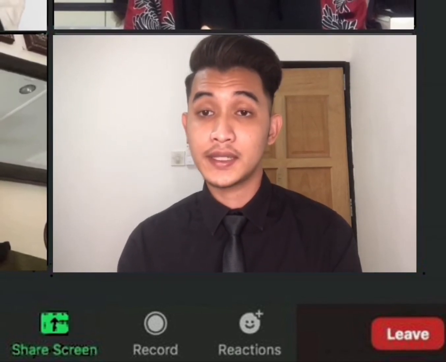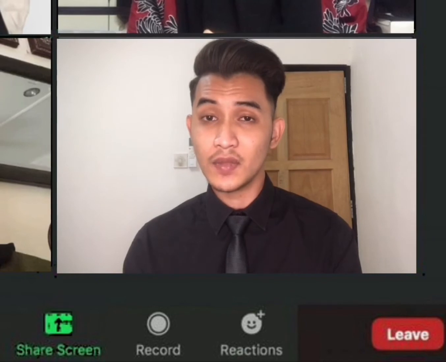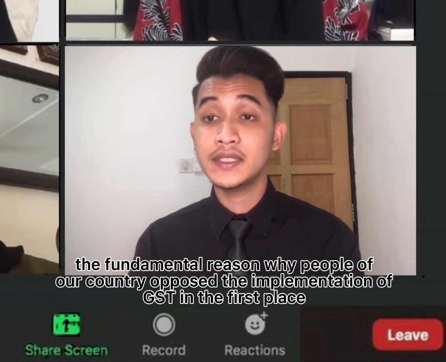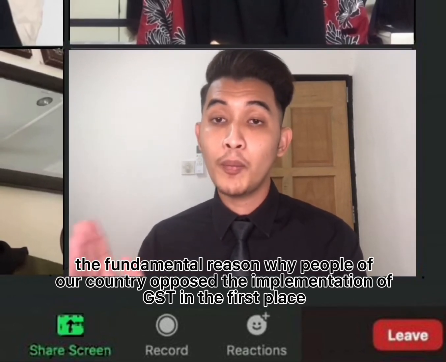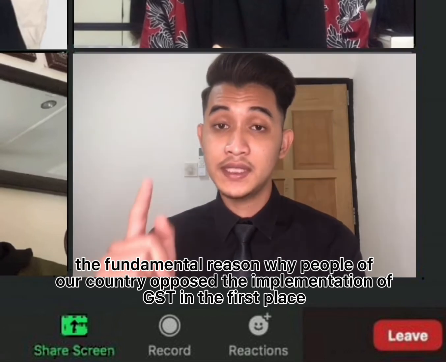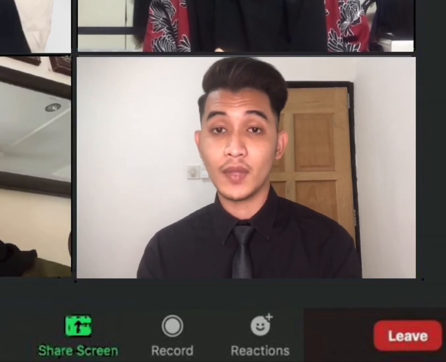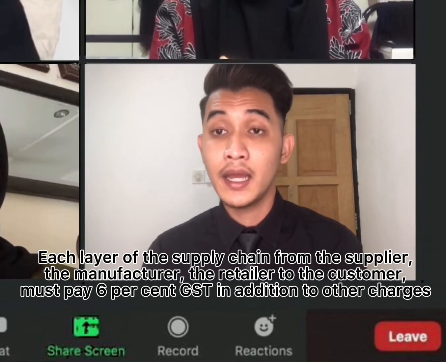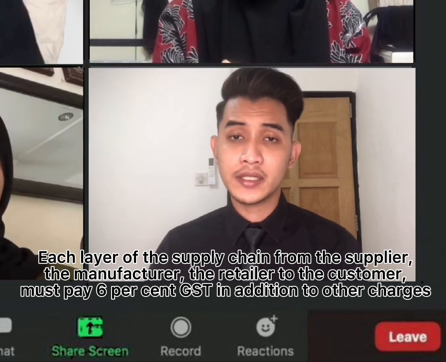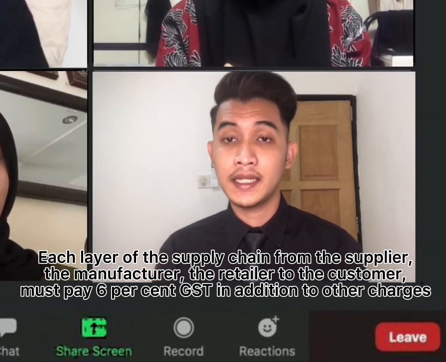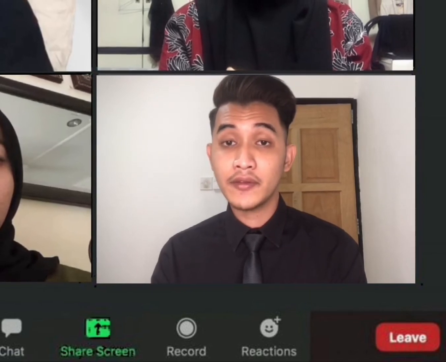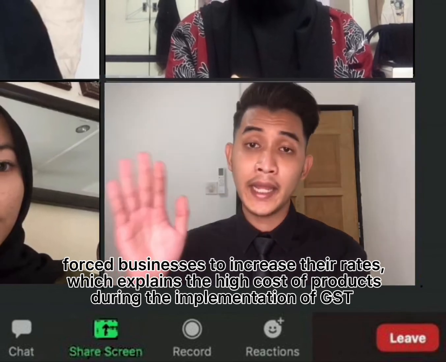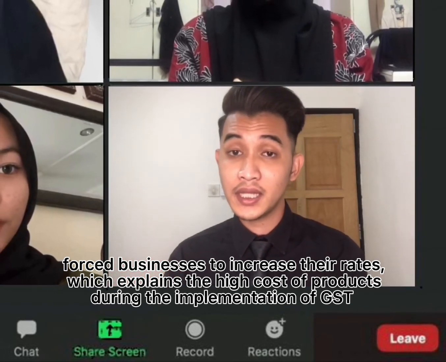The differences above are the basic differences between GST and SST, which is also the fundamental reason why the people of our country opposed the implementation of GST in the first place. Each layer of the supply chain, from the supplier, the manufacturer, the retailer to the customer, must pay 6% GST in addition to other charges. This may force businesses to increase their rates, which explains the high cost of products during the implementation of GST.